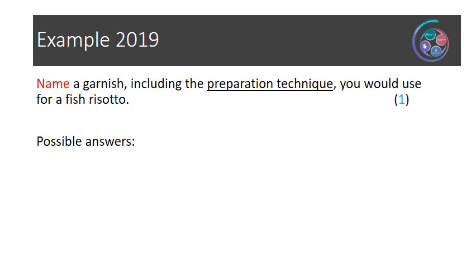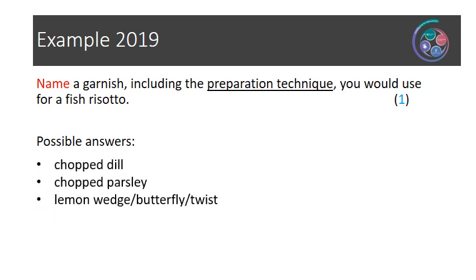Example from question paper 2019. Name a garnish, including the preparation technique you would use for a fish risotto. I've highlighted the word name as this is the command word, so we know it's going to be a short answer again. I've also underlined preparation technique, as we need to include both of these to get the 1 mark. Possible answers include chopped dill, chopped parsley, a lemon wedge, a lemon butterfly or a lemon twist.